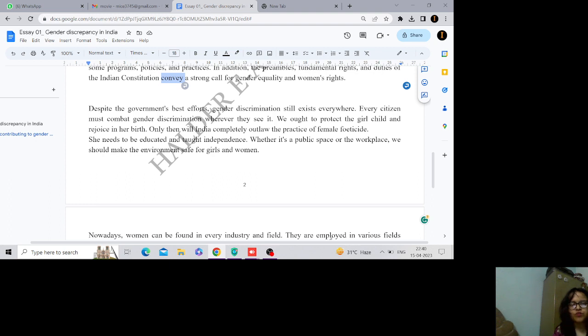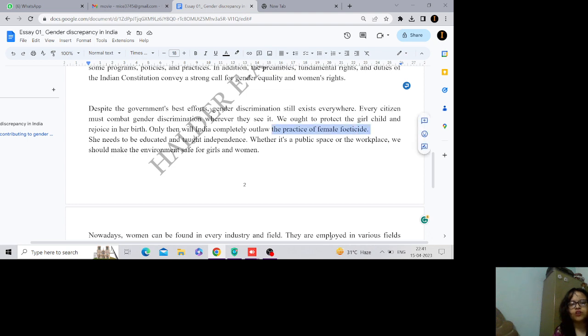Every citizen must combat gender discrimination wherever they see it. It's the responsibility of the citizens to combat gender discrimination wherever it's followed. We ought to protect the girl child and rejoice in her birth. It starts with rejoicing and protecting the girl child. Only then, as you protect the girl child and give her the rights, she can grow up, develop, and ultimately become a successful woman. Only then will India completely outlaw the practice of female feticide.